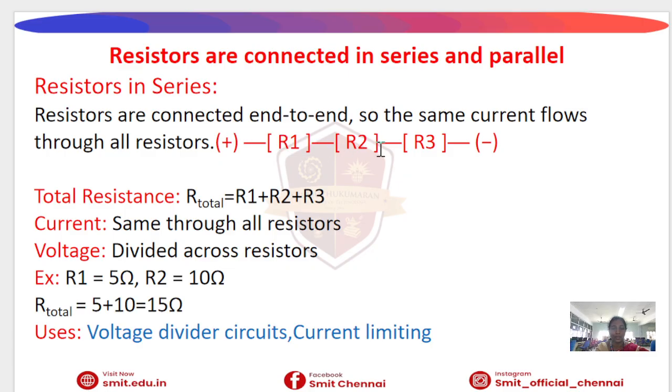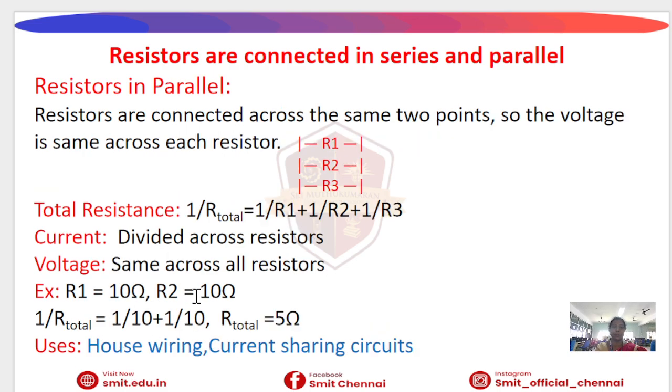For the resistors connected in series, the current through all the resistors is the same, but you have an individual voltage drop for each resistor. You have voltage V1 as the voltage drop for resistor 1, V2 as the voltage drop for resistor 2, and V3 as the voltage drop for resistor 3. So we have different voltages across the resistors when they are connected in series. For example, if R1 is equal to 5 ohm and R2 is equal to 10 ohm, the total is R1 plus R2, that is 5 plus 10 is equal to 15 ohm. This is also used in voltage divider circuits and current limiting.